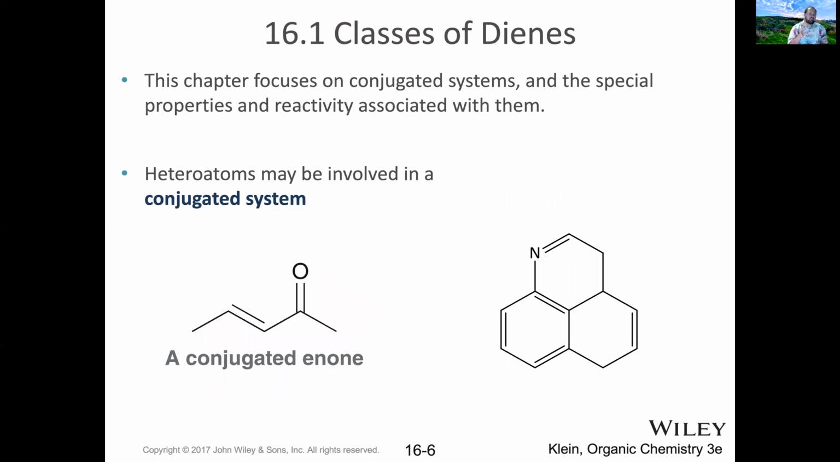Now, it doesn't have to be carbons, all of them. You can have heteroatoms, that is to say, atoms that are not carbon, like oxygen or nitrogen, be part of the conjugated system. So the pi bond can be connected to a non-carbon atom, and the system is still considered conjugated. So this is a conjugated enone. The "en" for the double bond, the "one" for the ketone. And then here we've got a nitrogen that's double bonded to a carbon.